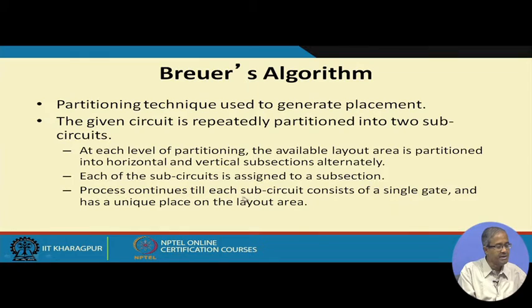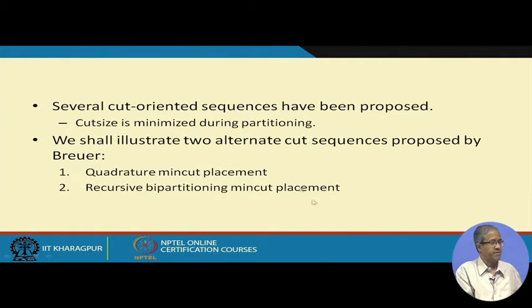Here you can relate this problem to gate array placement. In a gate array you have an array of gates. Here also we are doing partitioning, and we arrive at gates. So each of these gates can be placed into one particular gate in the gate array. Now Brewer has proposed several sequences of horizontal and vertical cuts. These are called cut oriented sequences.